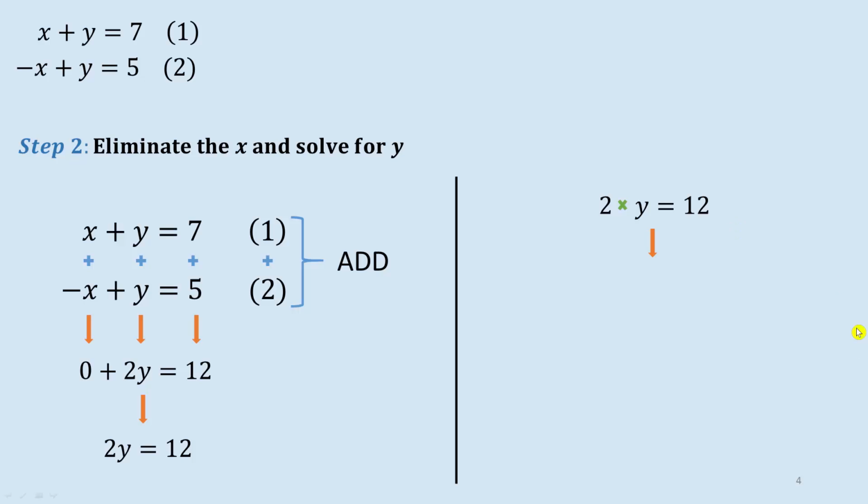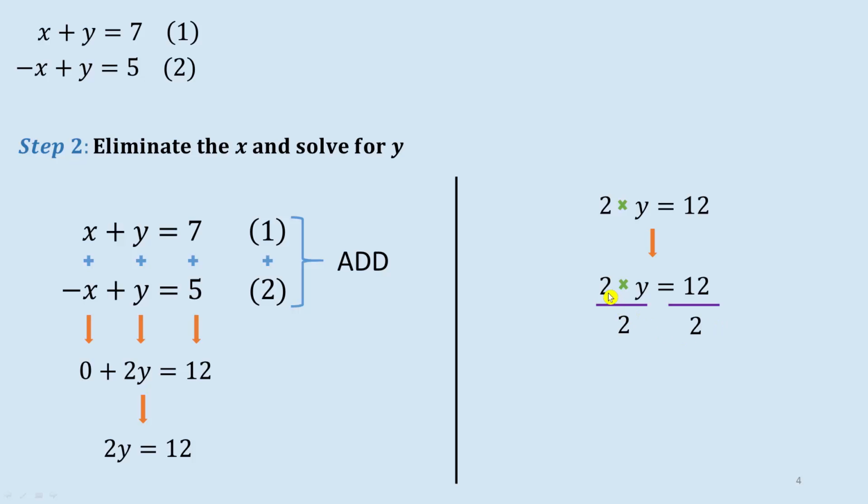To get rid of this 2, we want to get rid of it. So what are we going to do? We do the opposite of times. So we're going to divide by the number 2. And whatever we do to the left-hand side of the equation, we've got to do to the right.